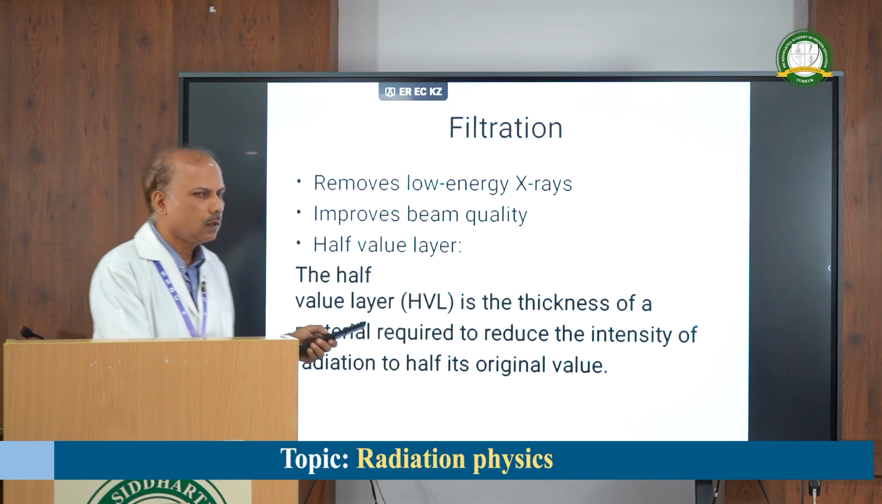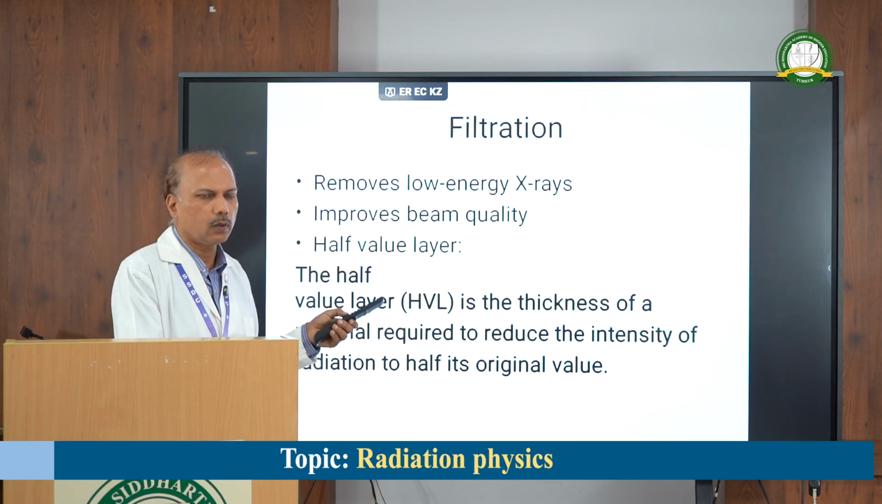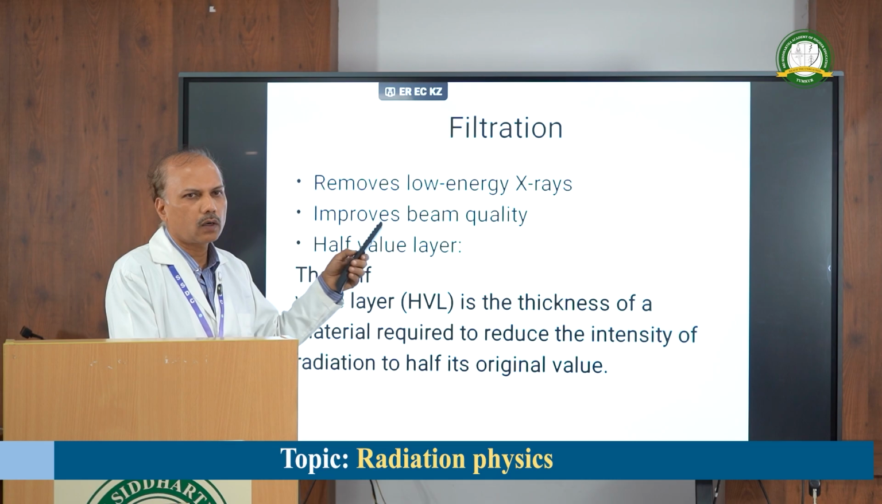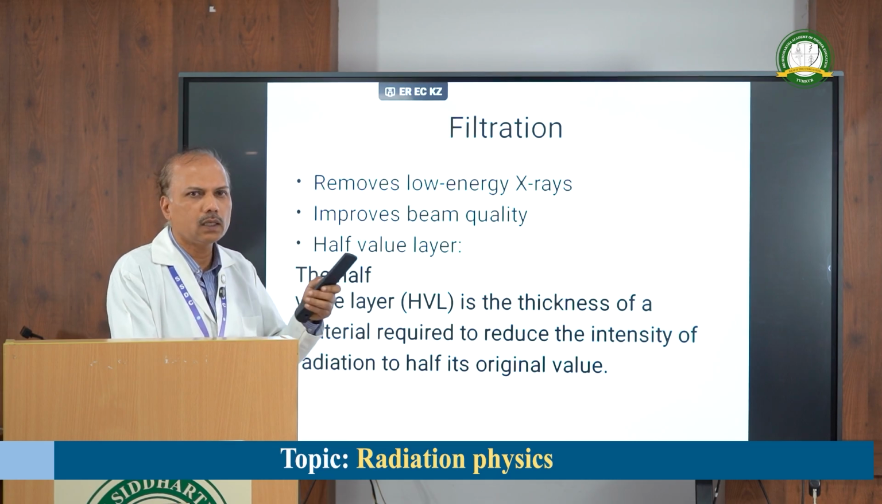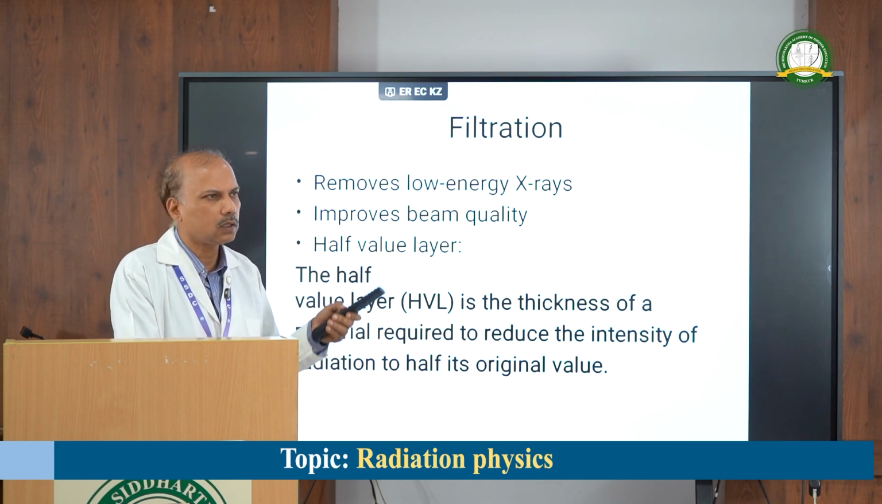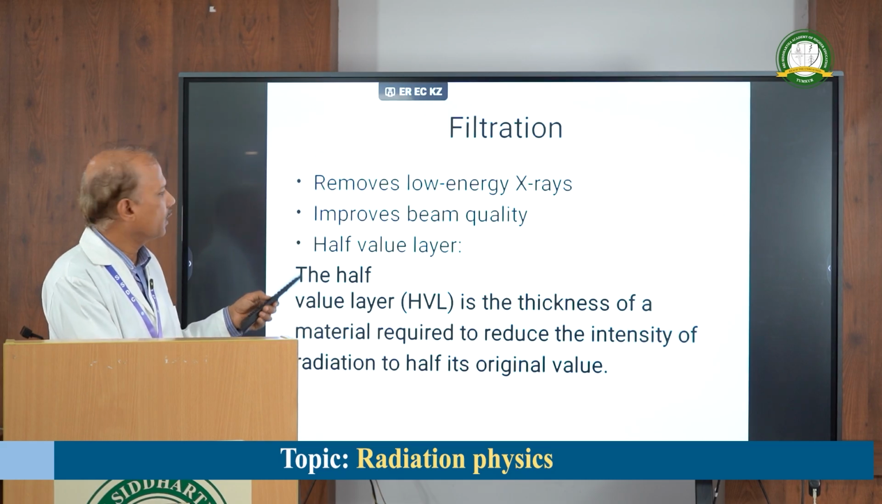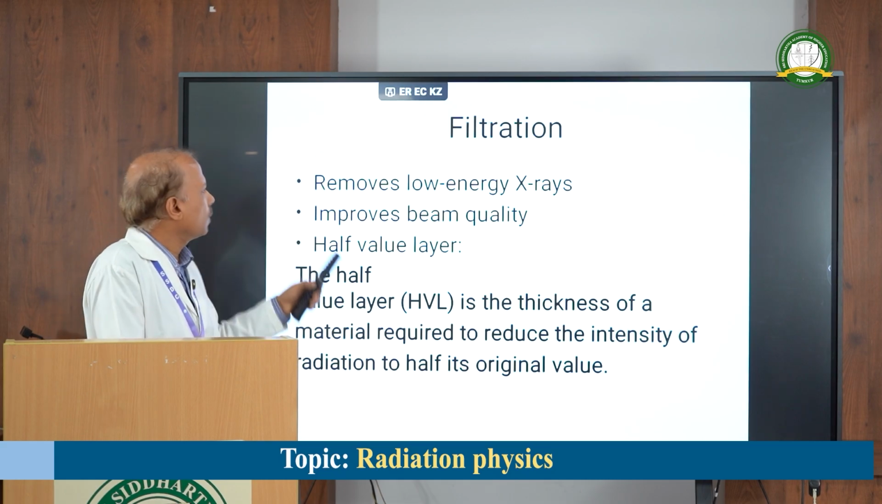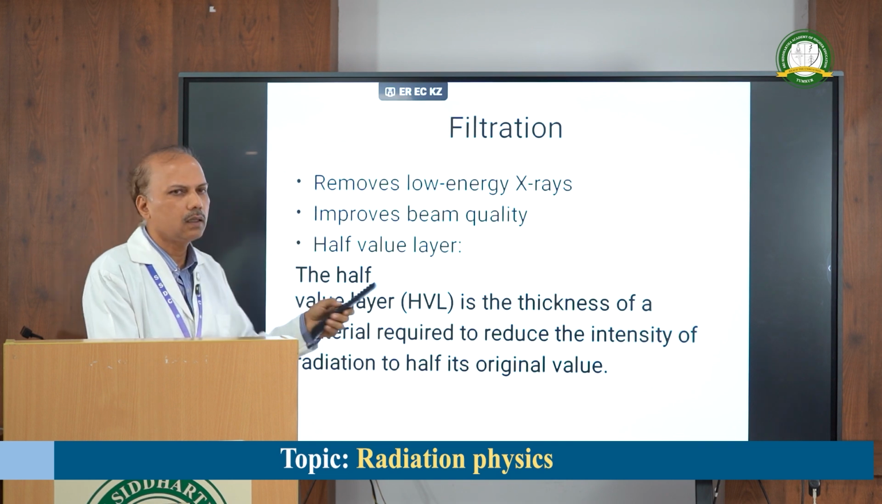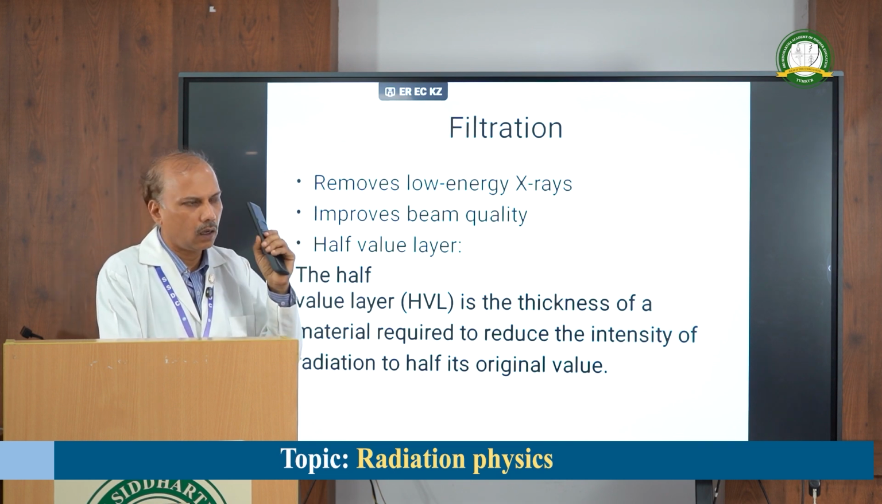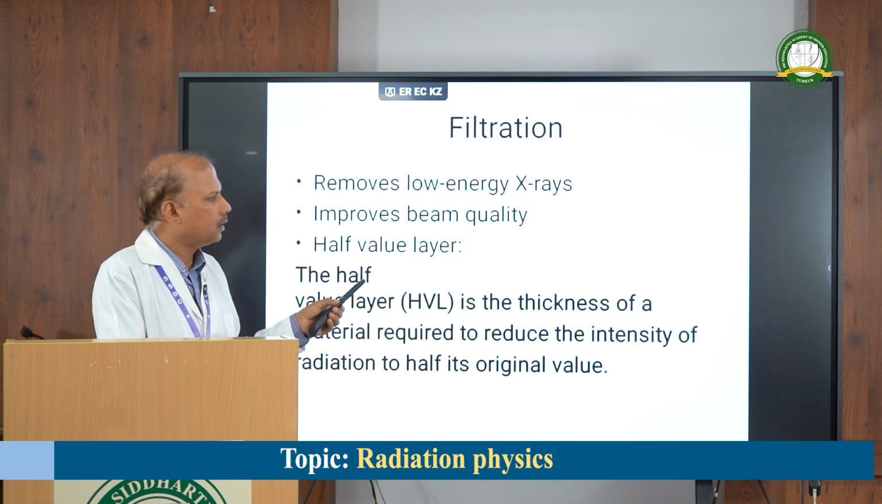The filtration: why are filters added in the X-ray tube? That is to remove the unwanted X-rays. Unwanted X-rays are the low energy X-rays, which have to be removed because they are absorbed only in the body and produce the biological effects of radiation. So they have to be removed. For that we add some thickness of aluminum in the X-ray tube.